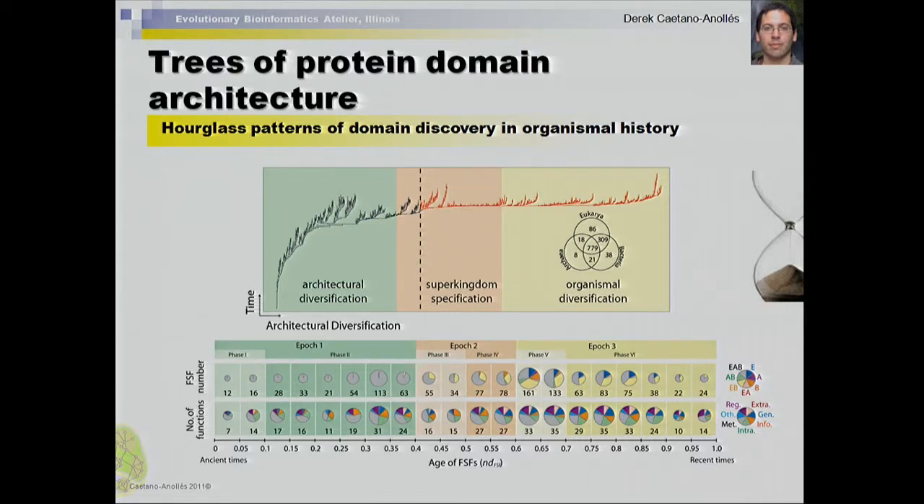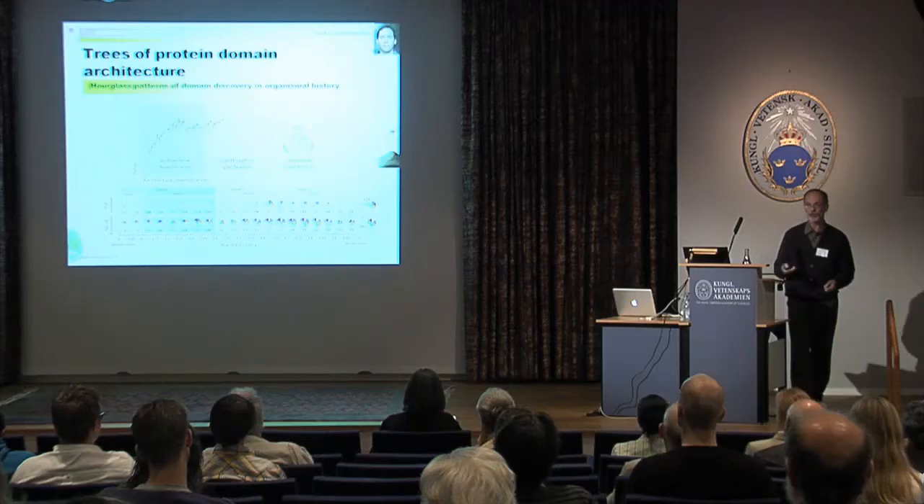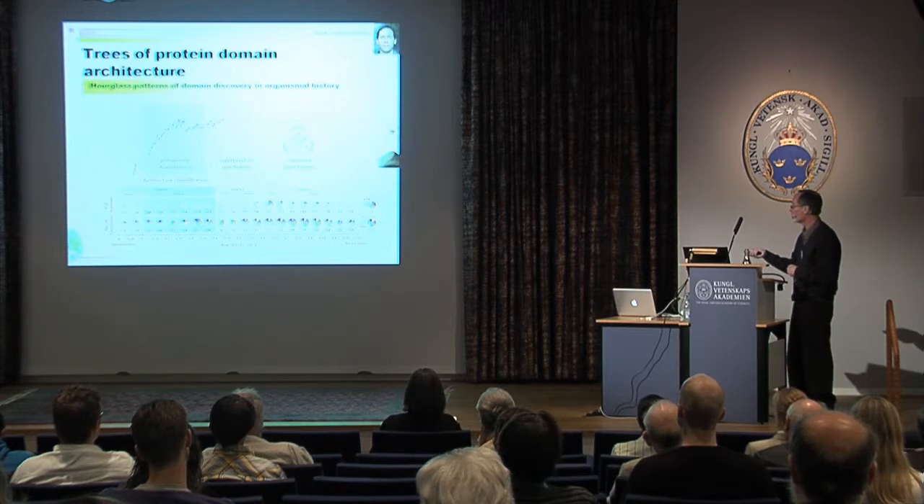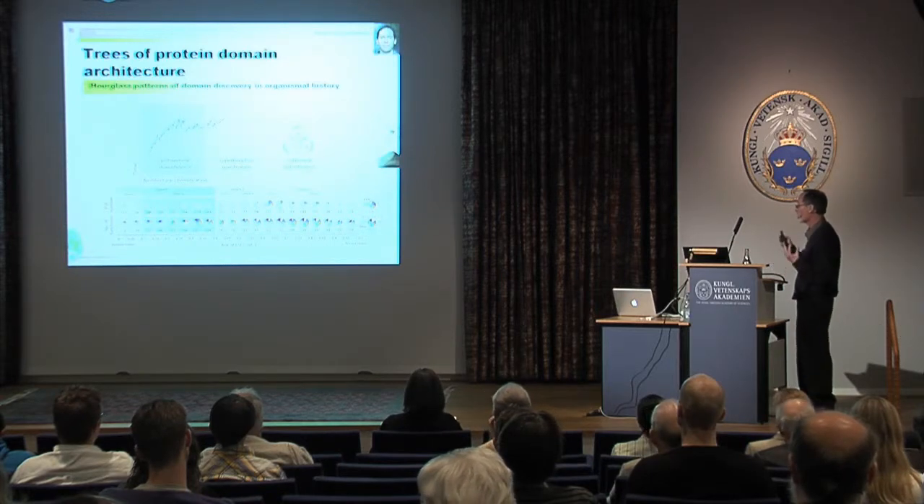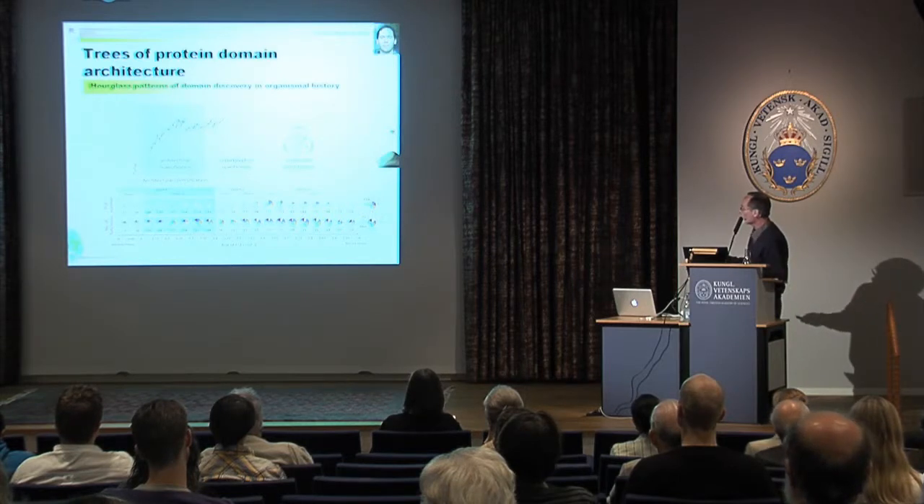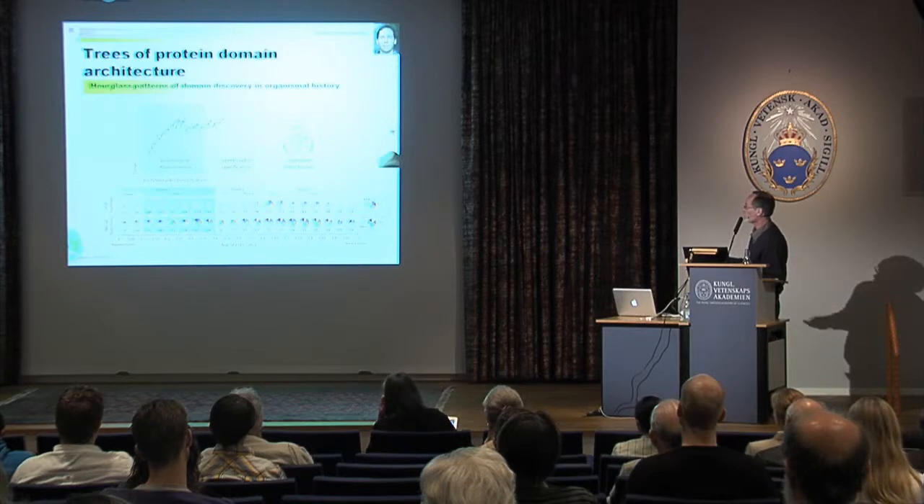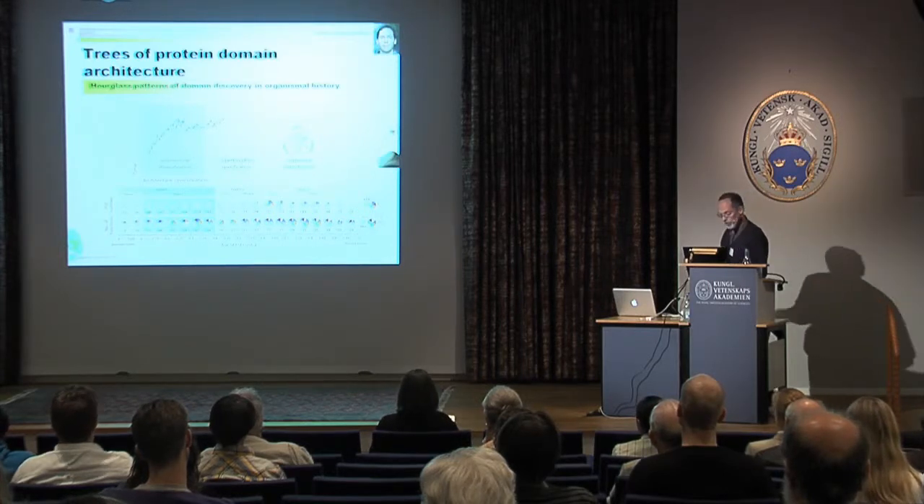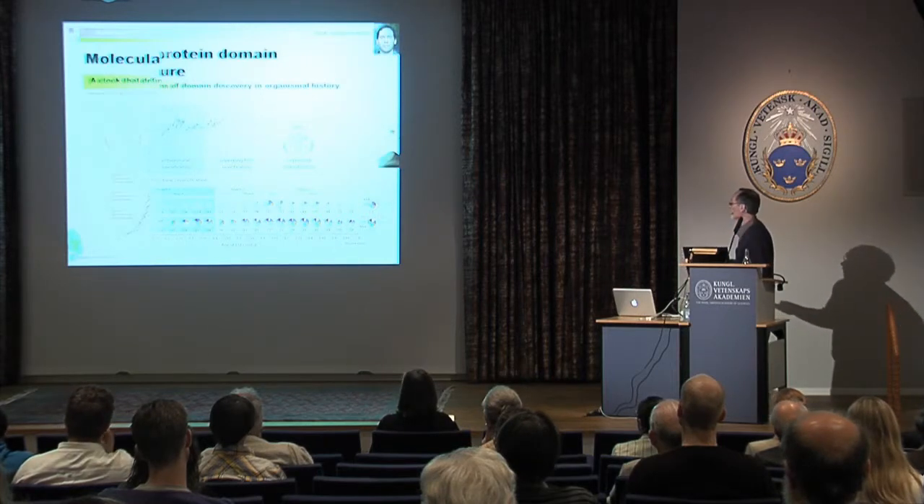Interestingly, there's an hourglass pattern appearing here. And this hourglass pattern we've seen with functions and with many other aspects as we trace them in these evolutionary timelines, and we're trying to figure out why you would have this increase, this peak occurring first in the architectural diversification and then in organismal diversification, with a constraint in this region. So there's an hourglass pattern that we need to explain.